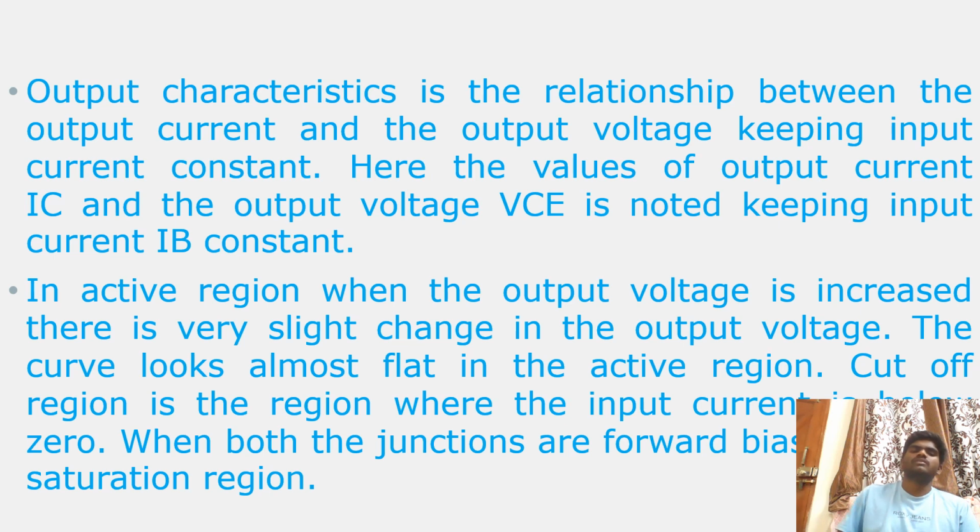In the active region, when the output voltage is increased, there is very slight change in the output current. The curve looks almost flat in the active region. The cutoff region is the region where the input current is zero and both the junctions are reverse biased, followed by the saturation region.